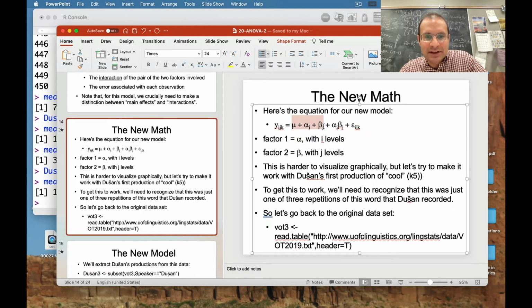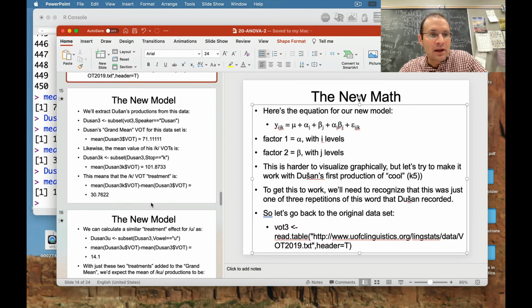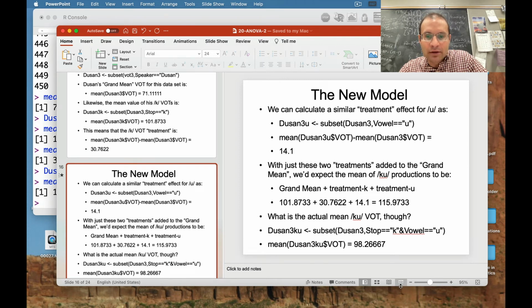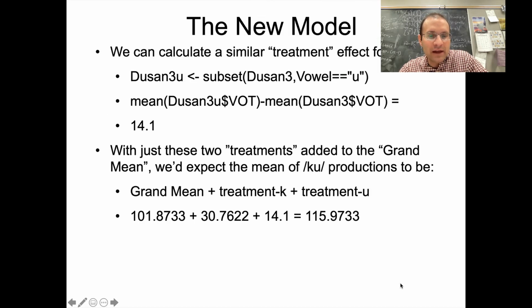So we've got this so far. What we need to add to that is the interaction, whatever it is, and then also the error term for that particular observation, whatever that is. Yeah, so here's the deal. We figured out these 2 treatment effects for K and for OO. So if we add those 2 treatment effects to the grand mean, then we'd expect the mean of KOO productions, or cool productions, to be the grand mean plus the treatment for K, alpha sub 3, plus the treatment for OO, beta sub 5. And we get a total of 115.97 milliseconds.